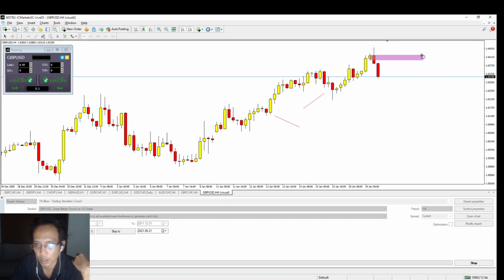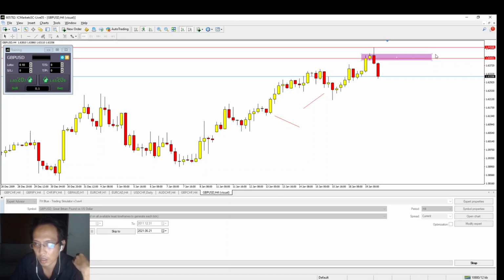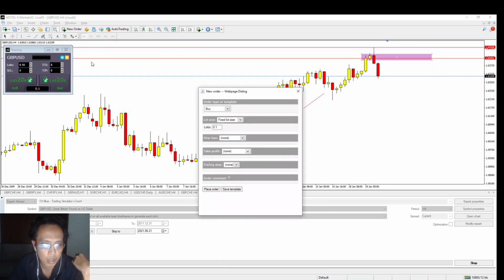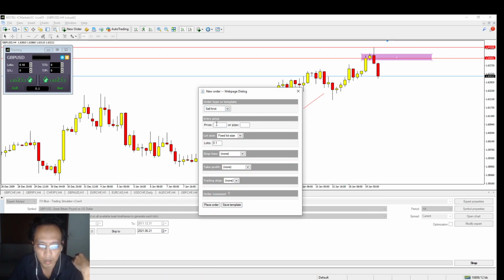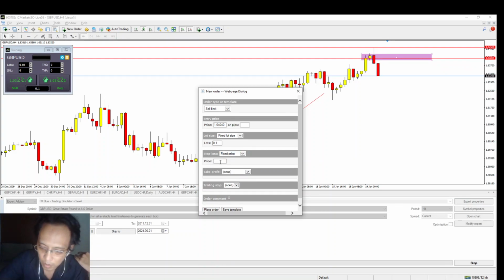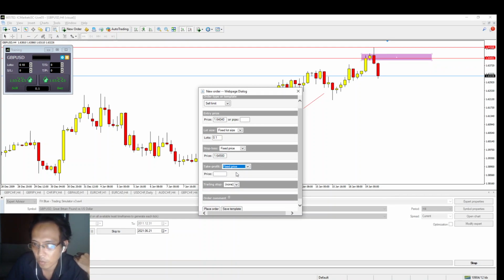Where can we sell? I will put it here at my supply zone, the last bullish candle, and then price pushes down. Set my supply zone here 1.64051 and 1.64568. Sell limit 1.64040, I would say. Then stop loss 1.64580. Okay, give some room to breathe. Take profit back at the demand, 1.62550.